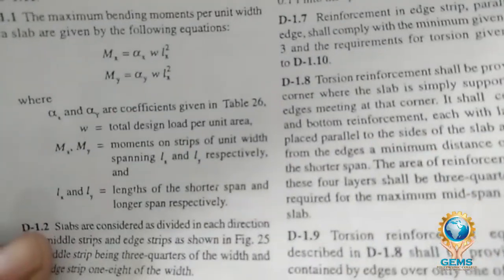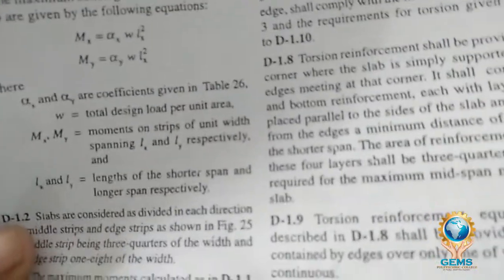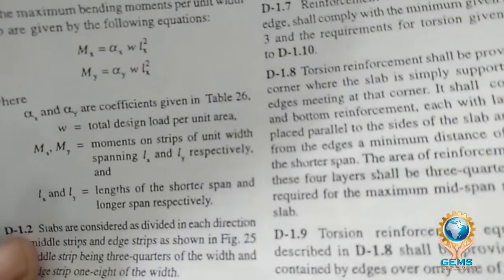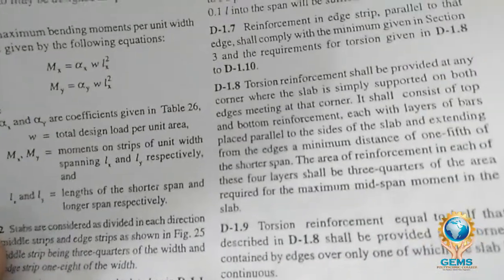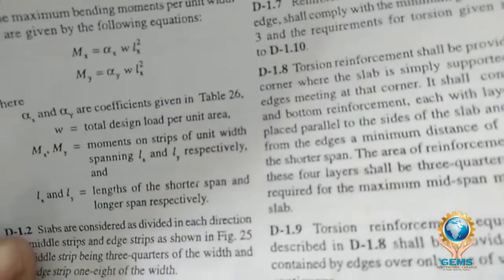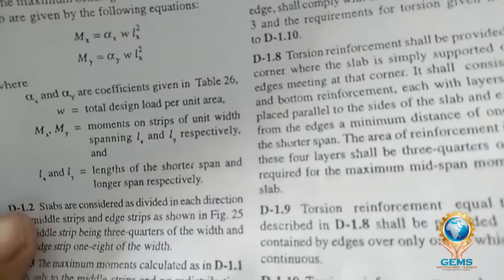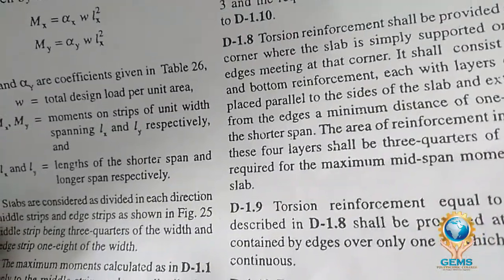Alpha x and alpha y are coefficients, where W is the total design load per unit area. Design load, that is WU, the total load that you calculated. Then Mx and My are moments of unit width spanning Lx and Ly respectively, the moment in x direction and moment in y direction. And Lx and Ly are the lengths of the shorter span and the longer span.